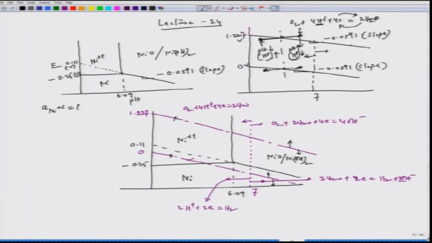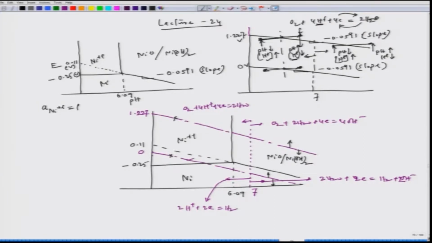Similarly, if we consider this point on the neutral or basic region also, depending on the pH, for example, here we have pH more, H plus ion concentration is less, here pH less, H plus ion concentration is more. Now, here is a problem.